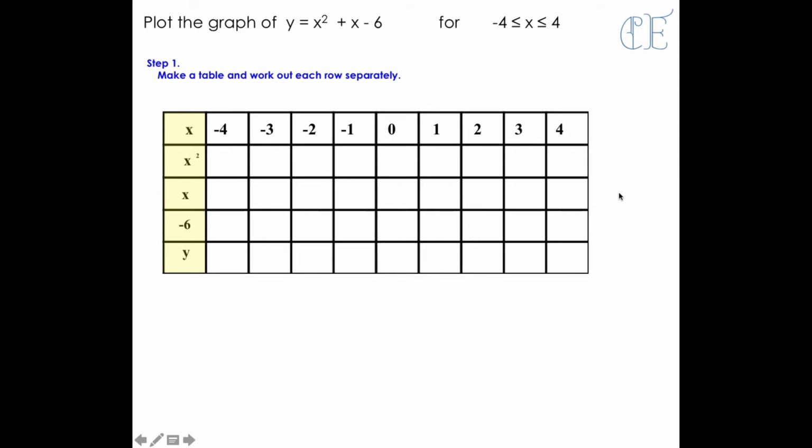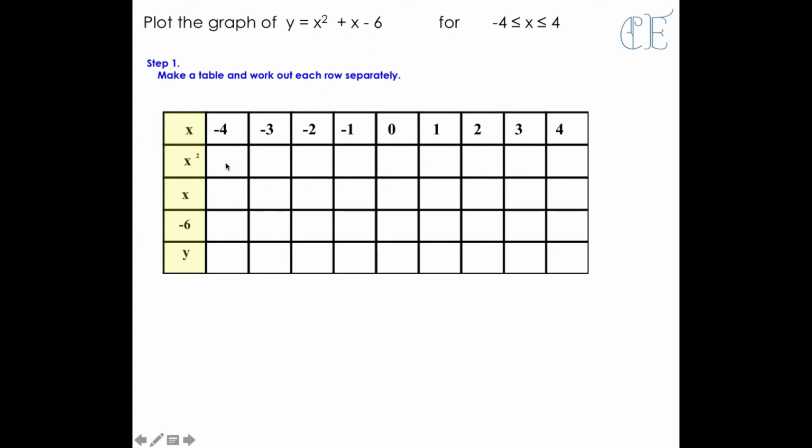Okay, so I'd like you to pause the video now and have a go at doing this one. I want you to write down the working out for the y values for this equation: y equals x squared plus x minus 6. And you've got to do it for the values from minus 4 to 4. So here you've got a grid, and I've gone from minus 4 all the way through to 4. I want you to find x squared, and then plus x, and then minus 6.